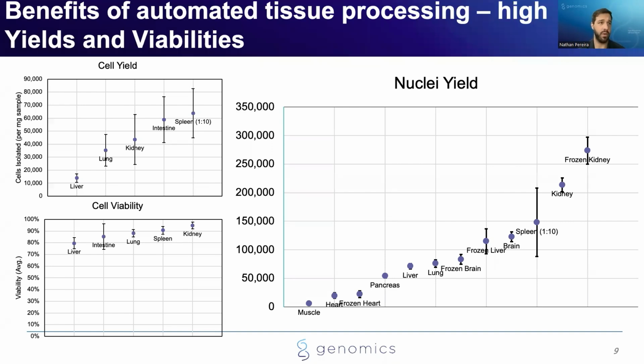We range from getting about 12,000 cells per milligram in liver all the way up to 600,000 cells per milligram in spleen. And nuclei yield is fairly similar, obviously a little bit higher than cell yield, but from a variety of tissues, from the very low end of muscle and heart being about 4,000 to 5,000, all the way up to the high end of kidney, 200,000 to 300,000 nuclei per milligram.